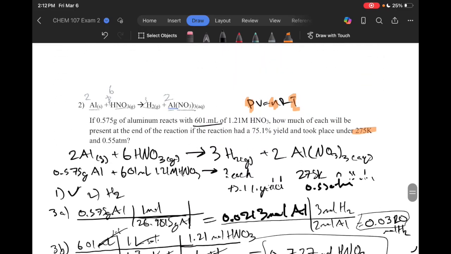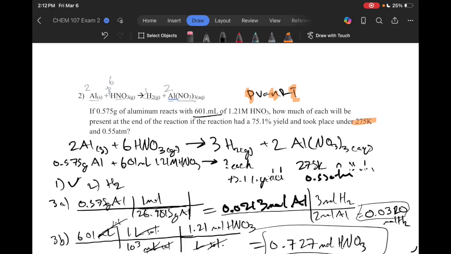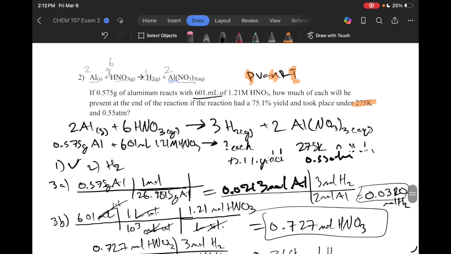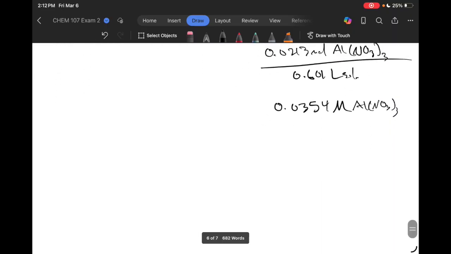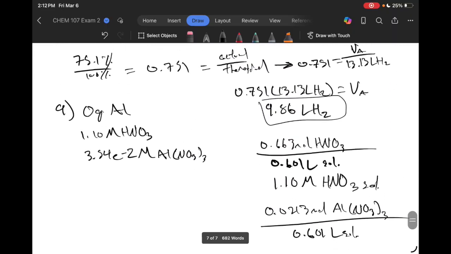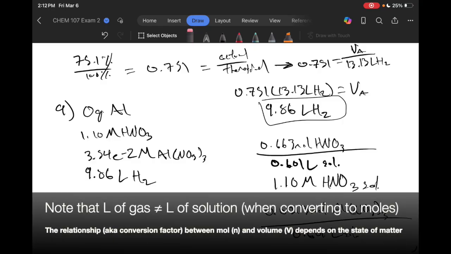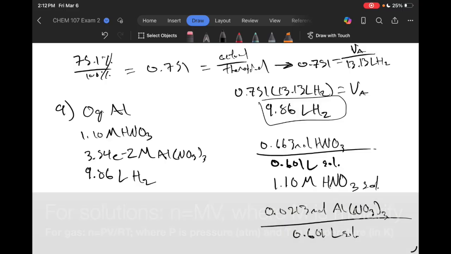It's asking us how much of each will be present at the end of the reaction if the reaction has a 75% yield. Remember, before it was asking us, if this much was made, what's our percent yield? This was the reverse: given the percent yield, how much was actually made? In this case, it was 9.86 liters, so we'll write 9.86 liters of H2 was actually produced.